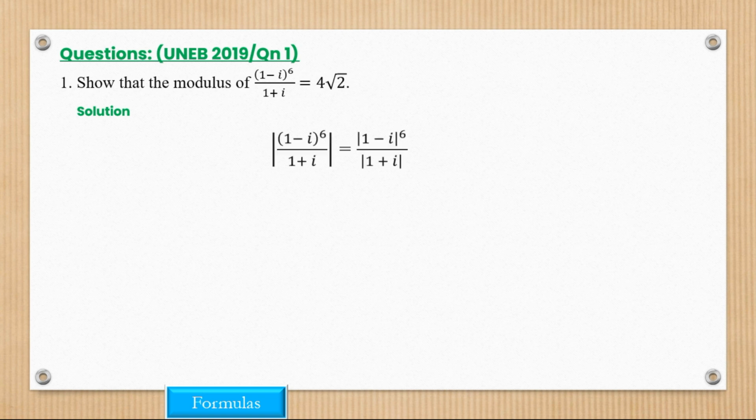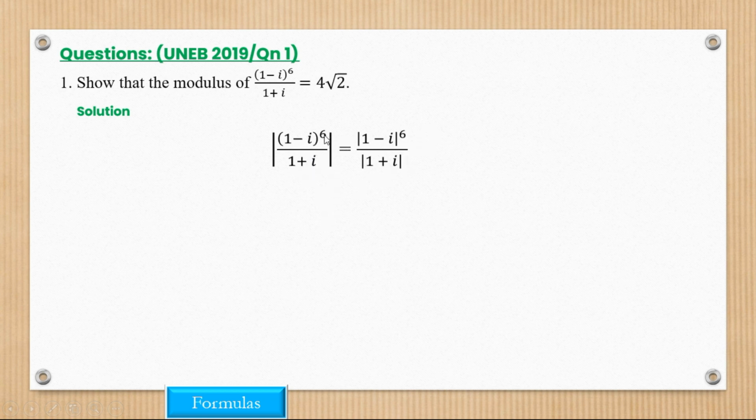Alright, so let's look at an example from UNEB 2019, and this was question number 1. So we're being asked to show that the modulus of (1 minus i) to the power 6 over (1 plus i) is equal to 4 root 2. So let's simplify this first. As you can see, we're being asked to show that the modulus, so the modulus of this can be expressed this way. But we know from what I've just shown you that this can be the same as that. So it's the same as the modulus of this individually divided by the modulus of this individually. So it can actually look like that.